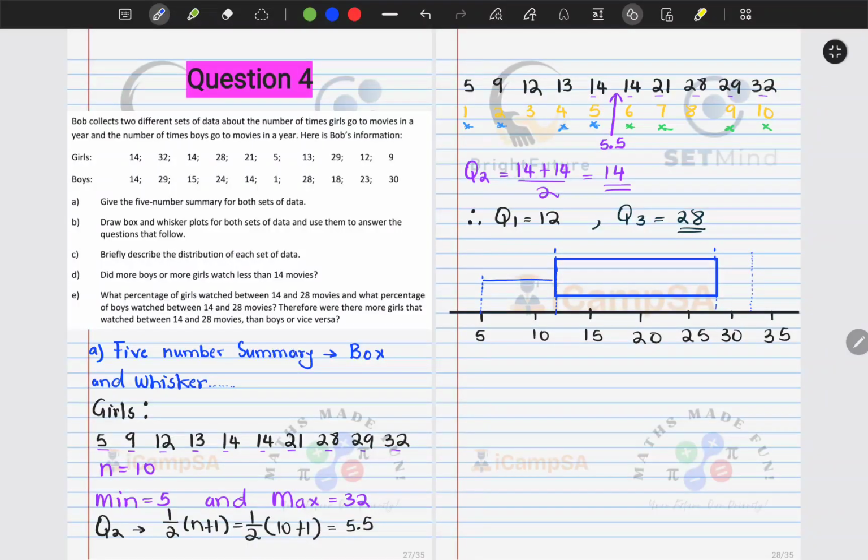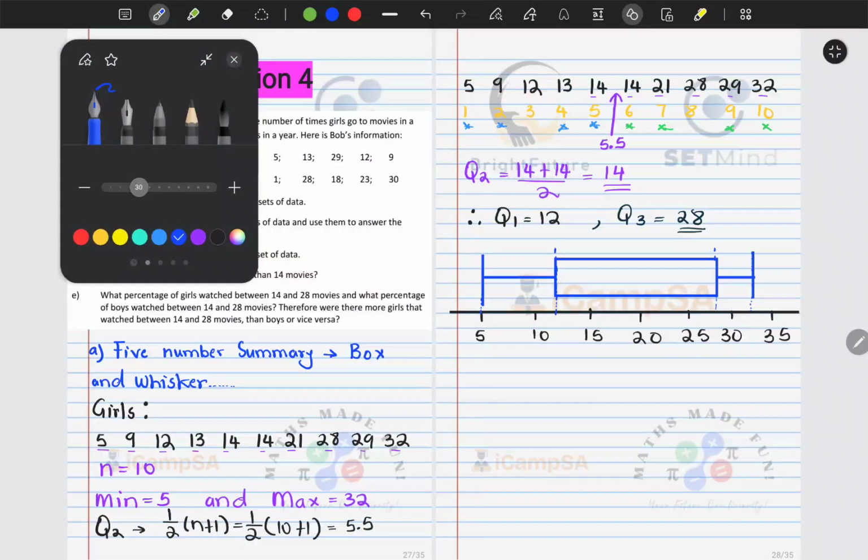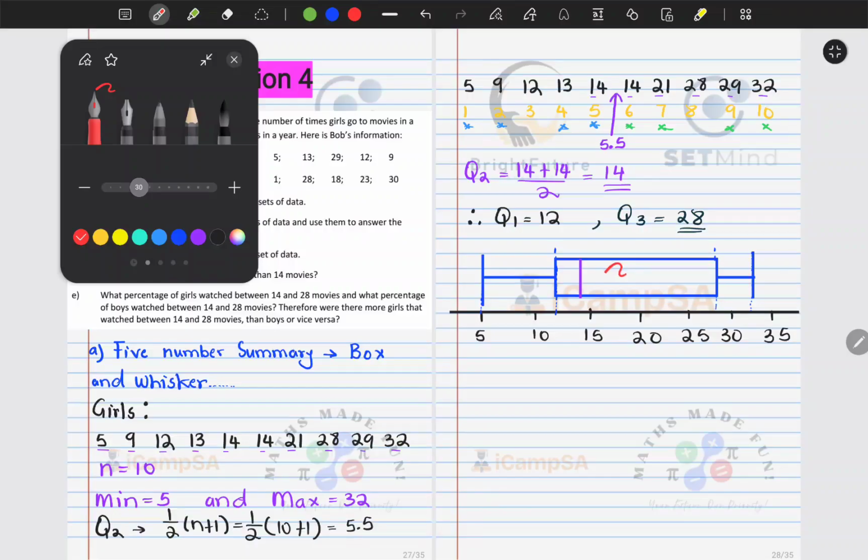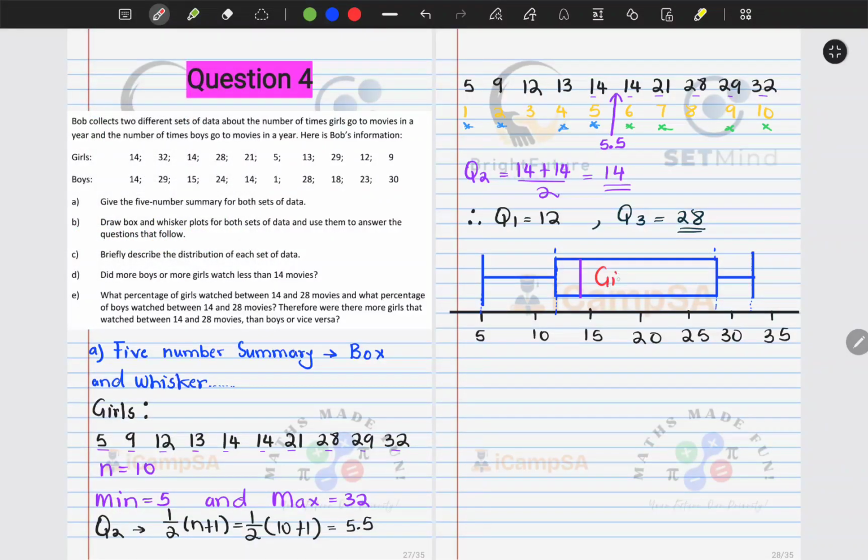Okay, and we have that. And then we have this here. Right. Then let's quickly note down our Q2, which is at 14. So 14 is just below 15, or 14 is somewhere here. So let's put this in with a different color. Right. So that is how this is skewed. Okay. And remember, this is for the girls. So we're looking at girls.